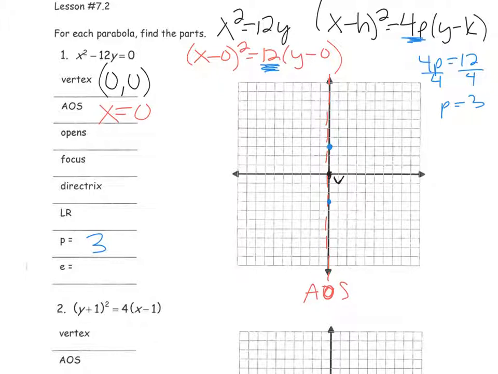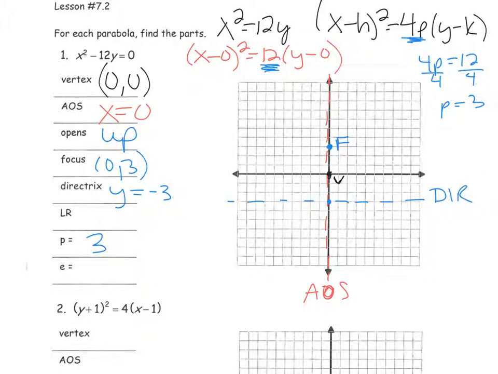Now, which is which? Well, p is 3. Since p is positive 3, we know it opens up. I knew it was up or down. P is positive, it opens up. Okay, so that means that this higher blue point, that's the focus. So the focus is at 0, 3. The lower blue point is the directrix, which is a line. So I'm going to dash a line through that, and I'm going to label that directrix. And that would be the equation y equals negative 3.